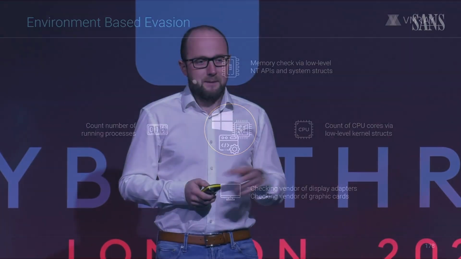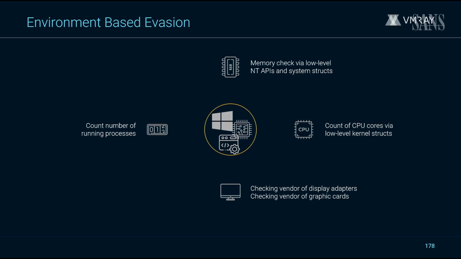So let's step into some actual examples here, and we'll go with the environment-based evasion first. Here we see four major topics that are super relevant, I think. First one is, again, as I've mentioned before, the check on memory, trying to figure out whether this is maybe a low amount of memory that can be used to indicate it's a virtual machine. But instead of just using existing high-level APIs, there is a trend that low-level NT and native APIs are getting used together with some low-level structures to calculate those values.